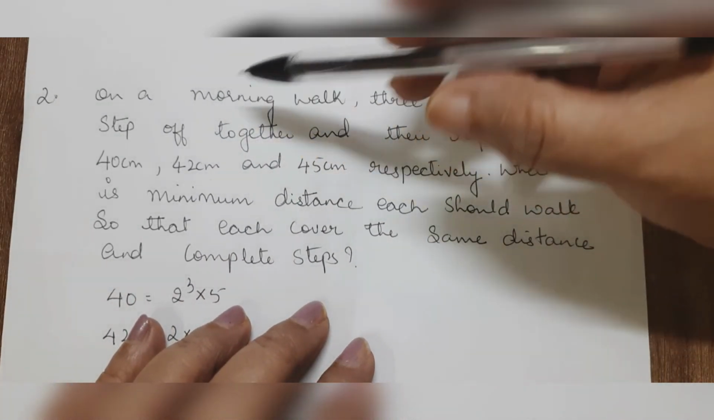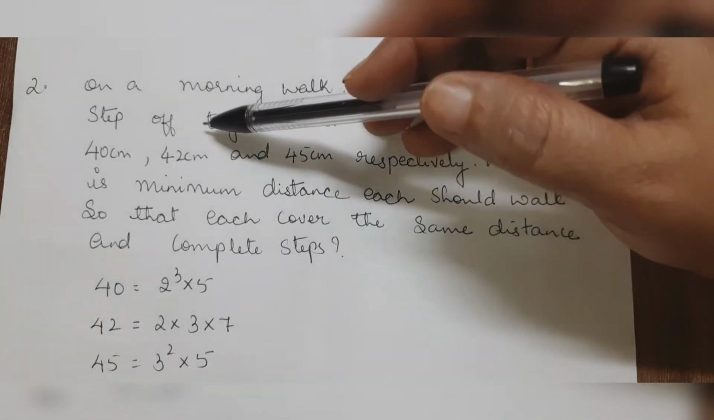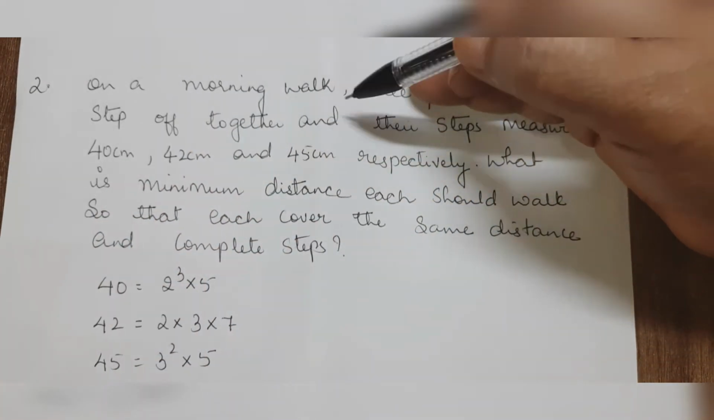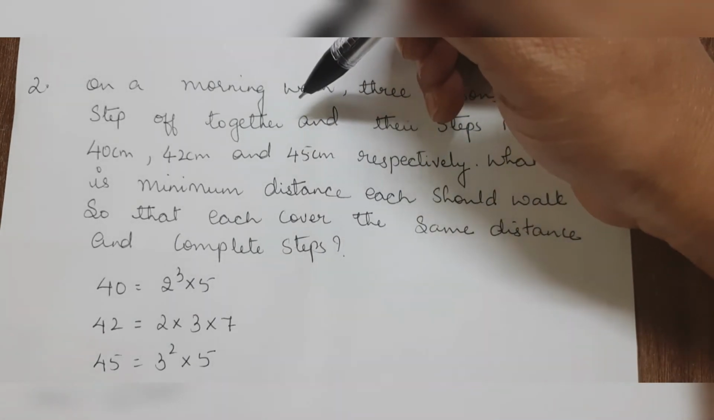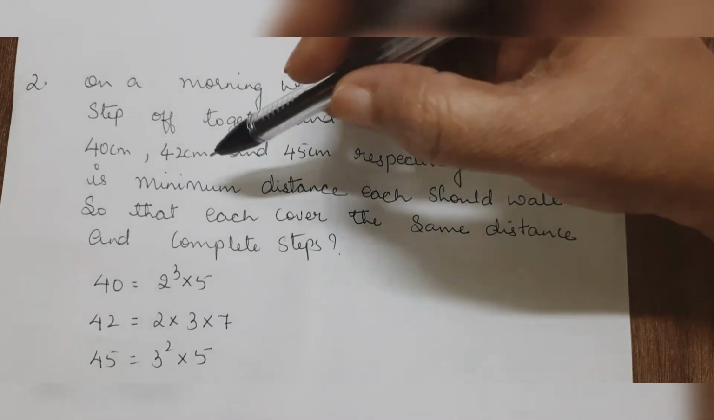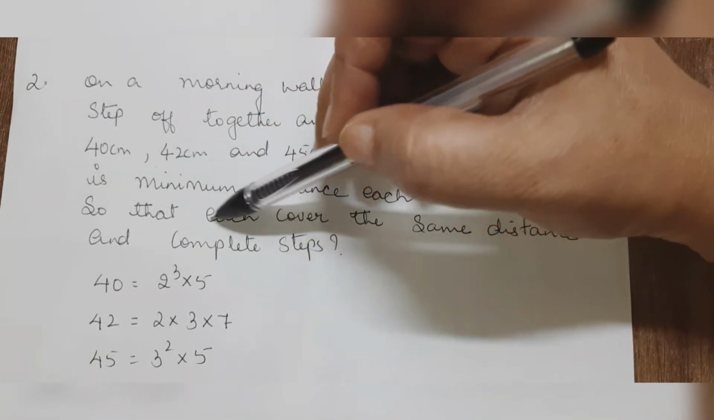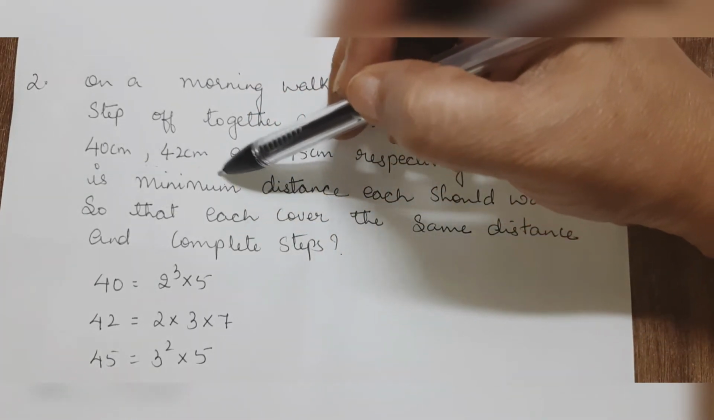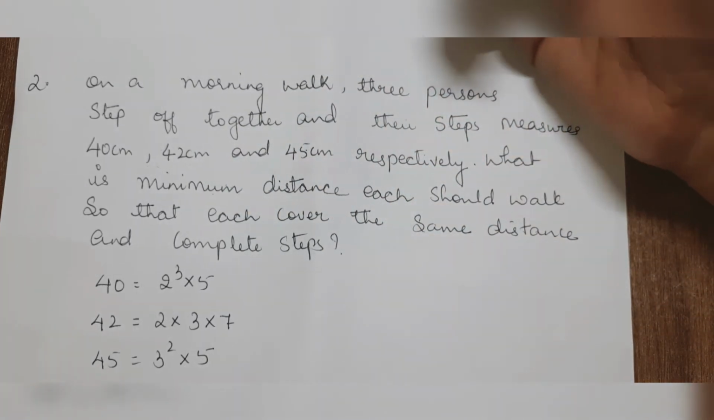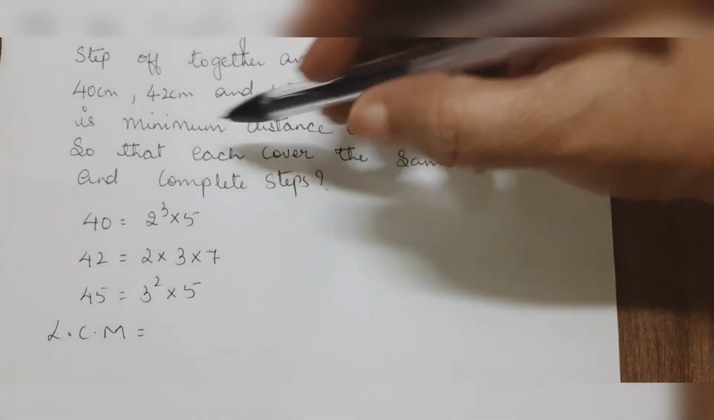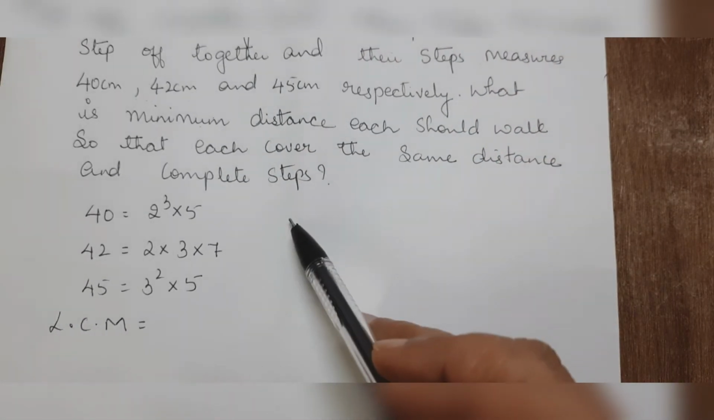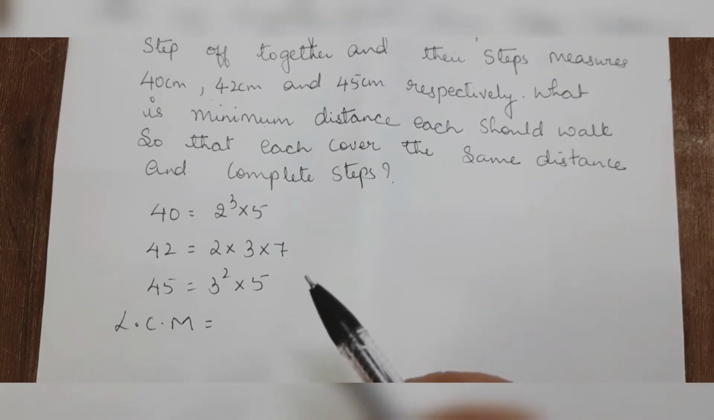Three persons step off together and their steps measure 40 centimeter, 42 and 45. Check out, they are starting from the same point but each pace is different. What is the minimum? And one more keyword I have given you in a case study: maximum keyword goes to HCF and minimum keyword goes to LCM. Each should walk so that they cover the same distance and complete the steps. So in this case also we have to do LCM.